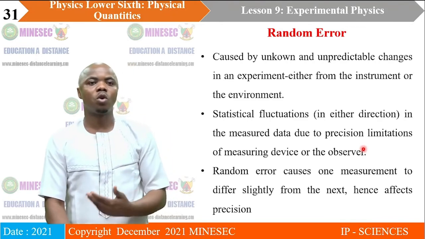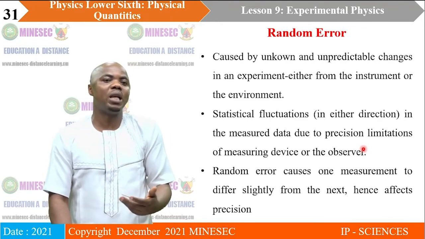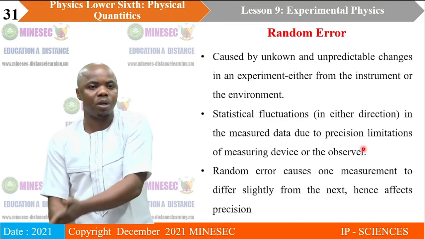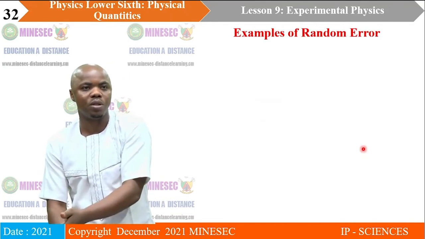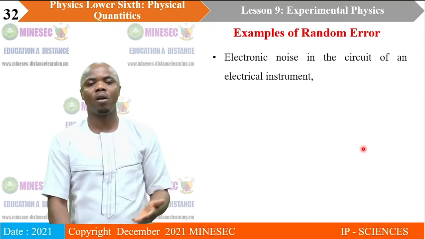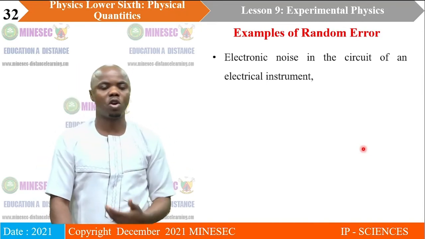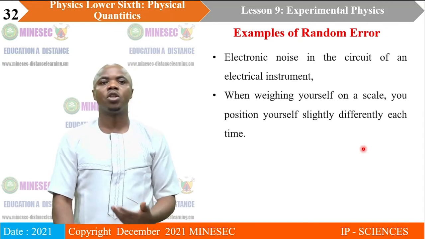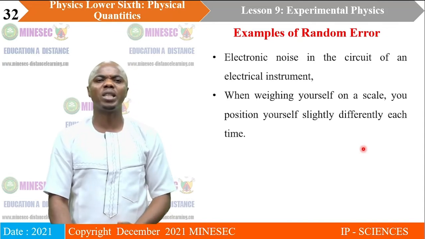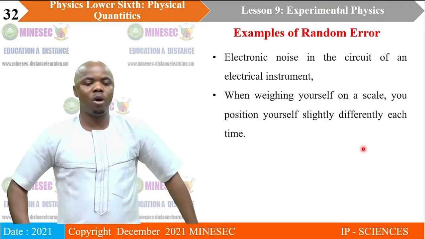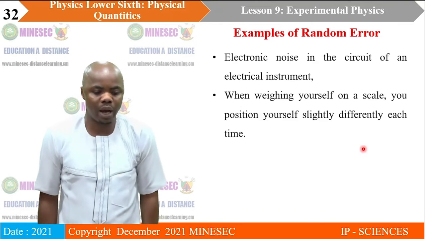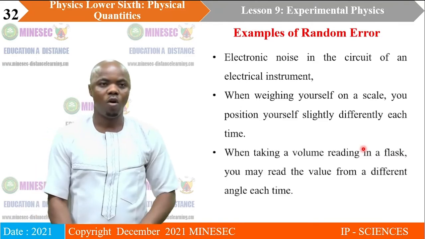Now, random errors cause one measurement to differ slightly from the next. Hence, they affect the precision. So random errors affect the precision of the measurement. Examples of random errors include electronic noise caused by electrons in the circuits. When weighing yourself on the scale balance, your position might slightly affect your weight. So that's why when you are measuring your mass on the spring balance, they tell you to stand straight, because if you bend like this, it may affect your weight.